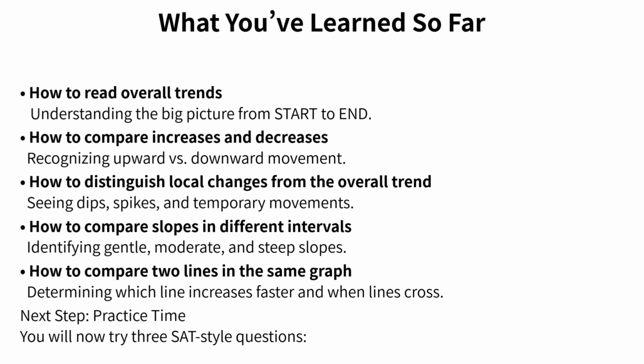Before we move into the practice section, let's take a moment to review what you've learned so far. You now understand how to identify the overall trend in a line graph by looking at the direction from start to end. You've also learned how to recognize increases and decreases, and how to ignore small fluctuations so you can focus on the big picture. We discussed the difference between local changes and the overall trend, which is a key skill on the SAT, since small dips can't distract you from the true direction of the graph.